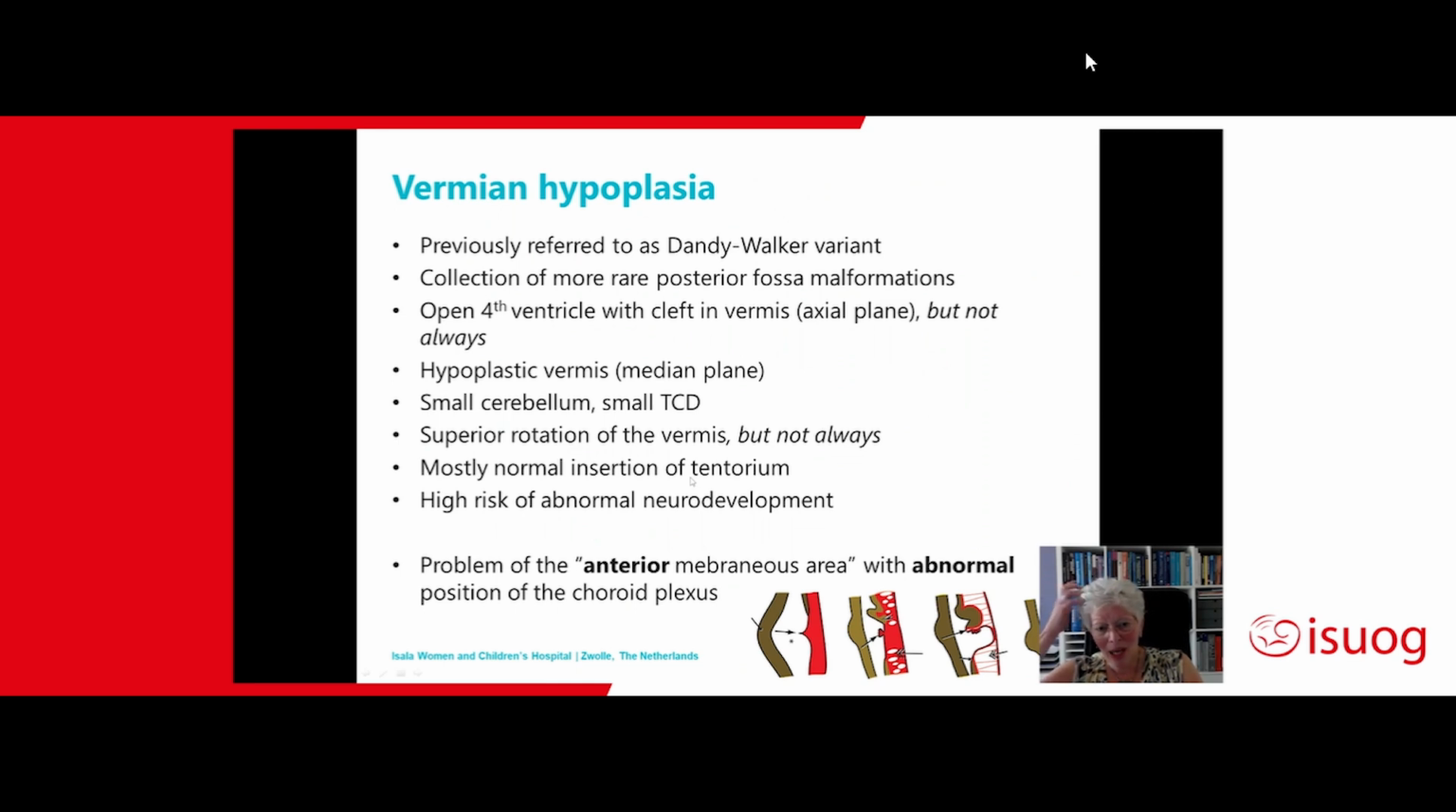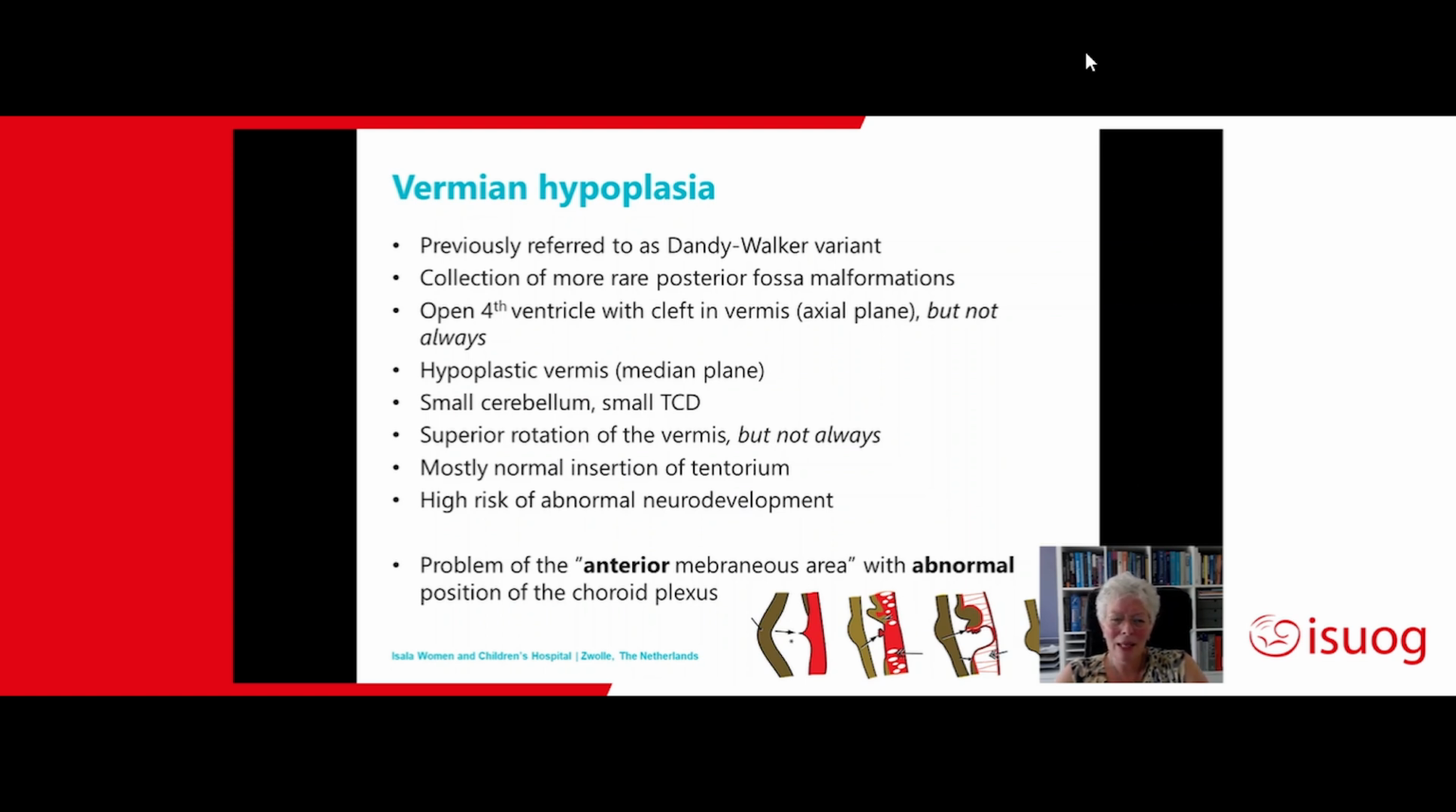Then if we look at the vermis hypoplasia, this was previously often referred as a Dandy-Walker variant or a Dandy-Walker continuum. But in the older literature, all the posterior fossa malformations were called a Dandy-Walker variant. And in this literature, you often saw that the prognosis of some of the variants was good or normal. But now we know that this must have been the mega cisterna magna and Blake's pouch cysts or persistent Blake's pouch, which have a good prognosis.